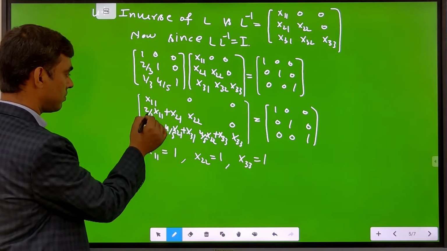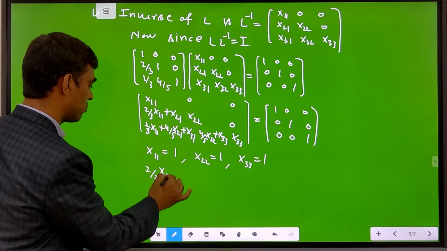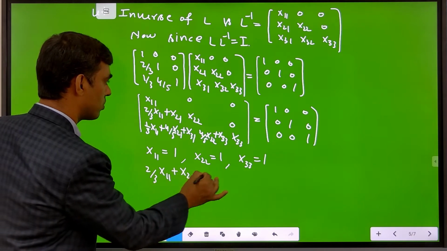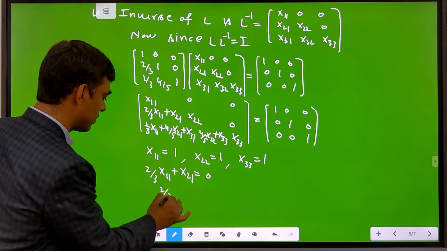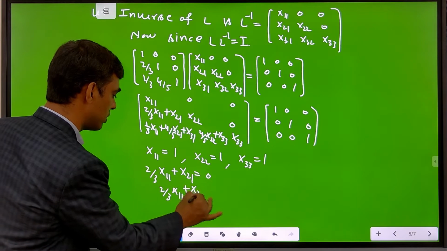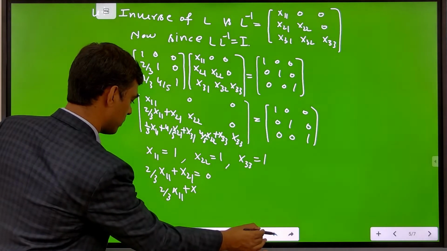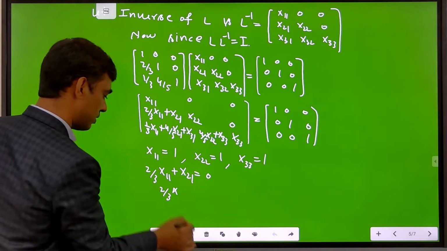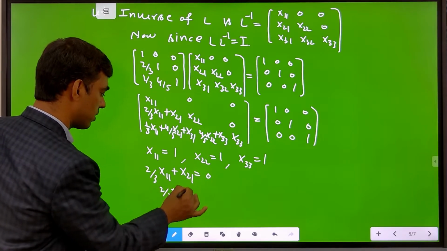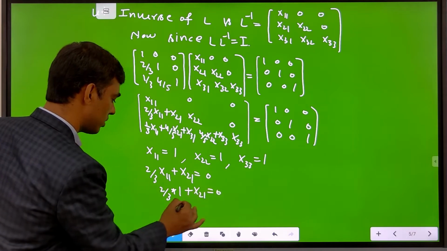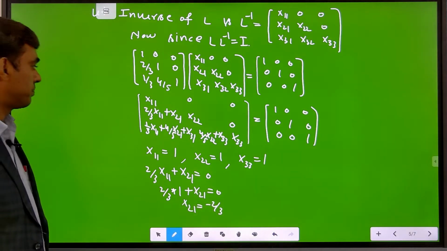Now if we compare these elements, 2/3 x11 plus x21 equals 0. And we have the value of x11, so we put it here. What is the value of x11? x11 is 1, so 2/3 plus x21 equals 0. Then what is the value of x21? x21 is minus 2/3.